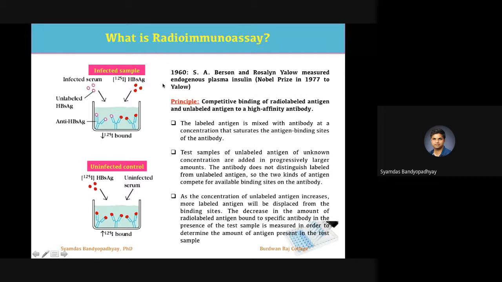As I said, I repeat, the radioimmunoassay is based on the principle of competitive binding between a labeled antigen and an unlabeled antigen. So they compete with each other, and then you can measure the radioactivity. That will give you an indication of, for example, how much antigen is present in the serum. So your aim here is to estimate the concentration of the antigen that is present in the serum.